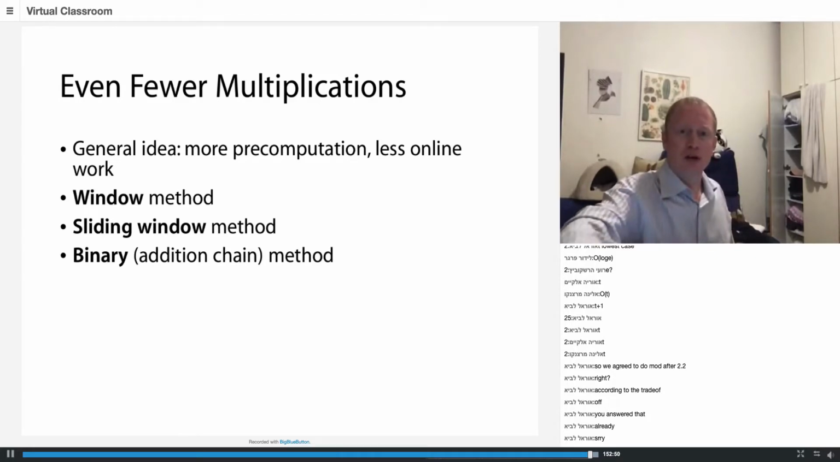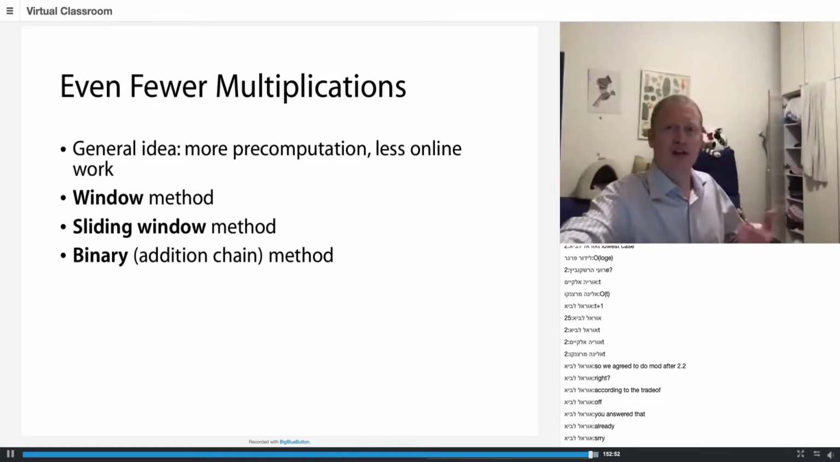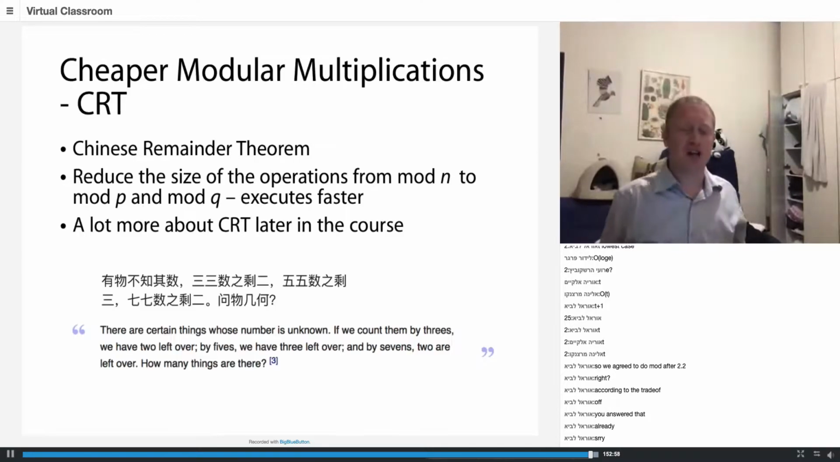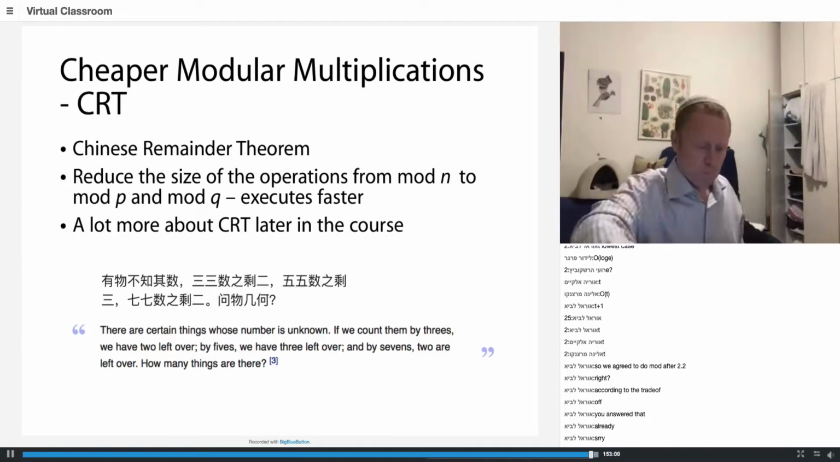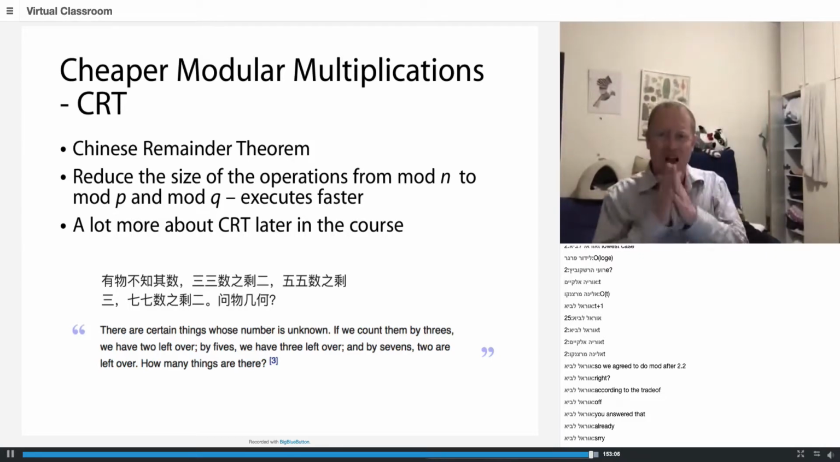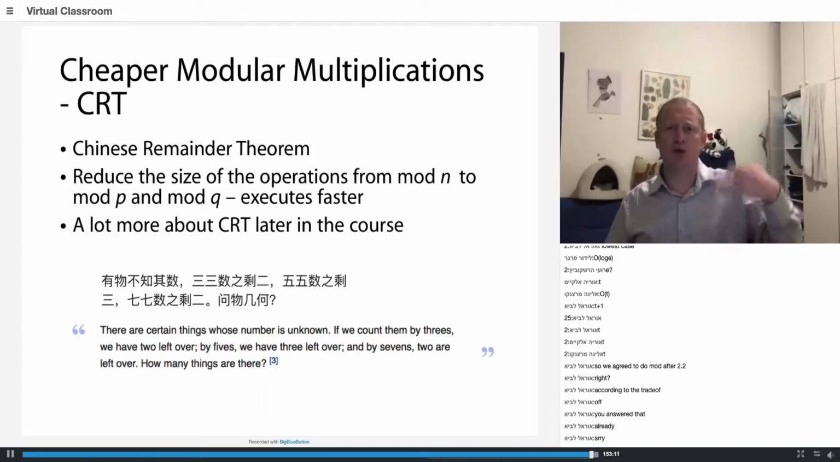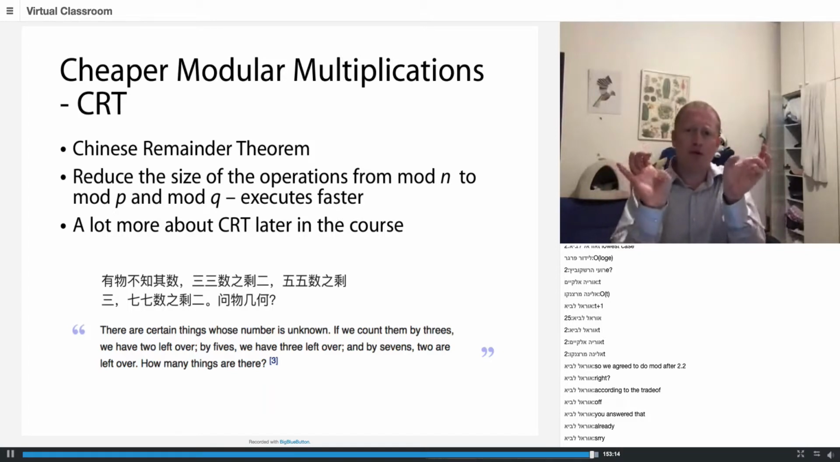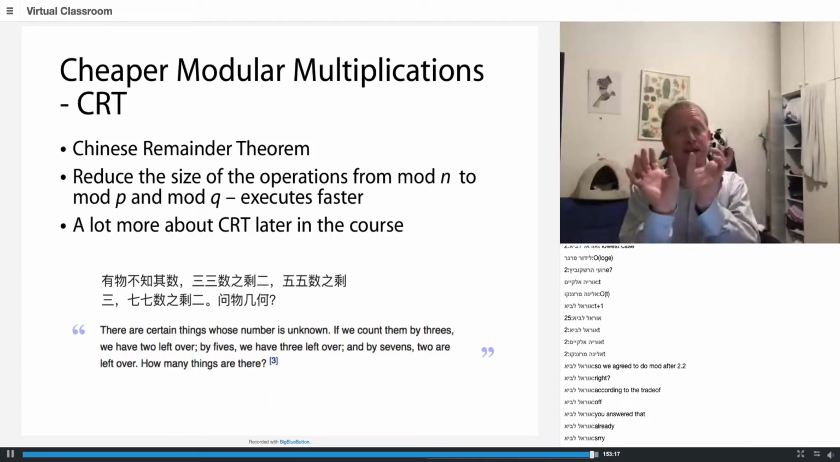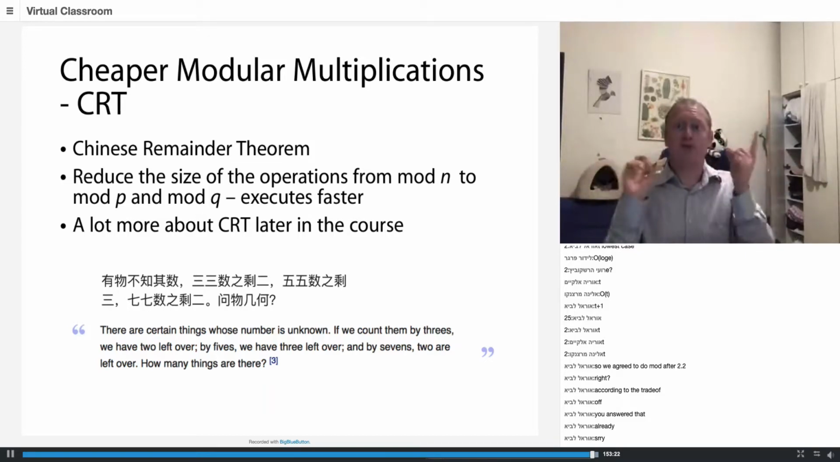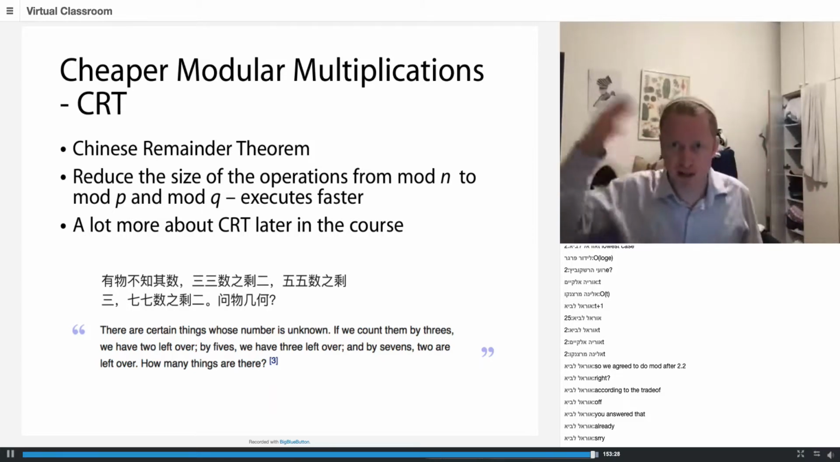So one cute trick, which I'm not going to go into details in this course, in this hour, but in a few weeks we'll go into more details, is the Chinese remainder theorem. And here it is written in Chinese. But the idea is that there will be more discussion about this when we talk about fault attacks. The idea is that instead of doing it modulo n, you're going to do it modulo p and modulo q. And modulo p and modulo q are half the size. So multiplications are a quarter of the time because it's quadratic, right? So I do it modulo p, I do it modulo q, and then I do CRT, which I will explain when we come to it.